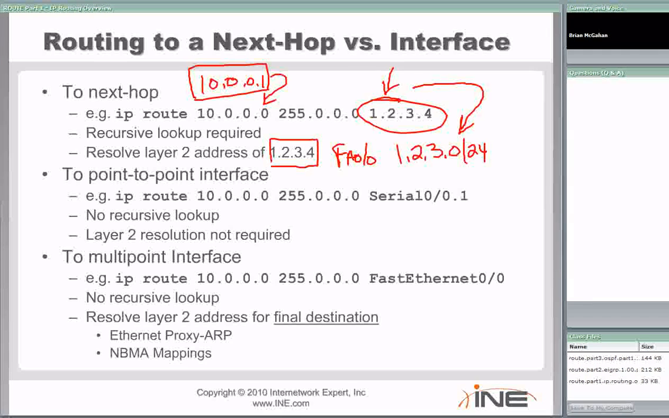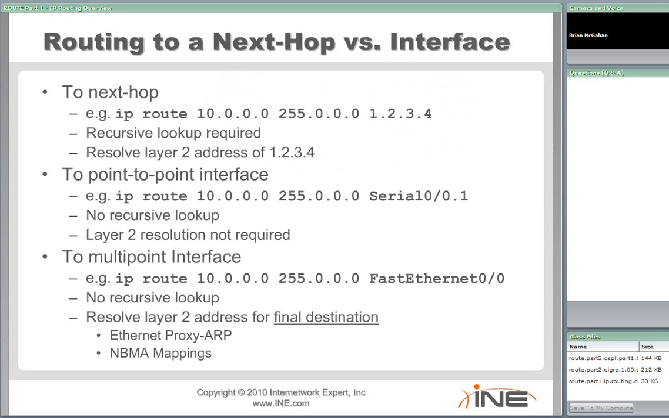Now, the other option here would simply be to point the destination out the interface. So we have the same type of logical route here, 10.0.0.0/8 via FastEthernet 0/0 versus the next hop. Now, the next hop we already talked about was on FastEthernet 0/0. So the end result is effectively the same route, that we're going out the same interface.